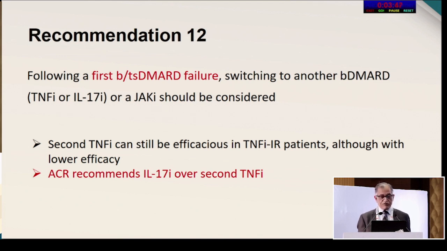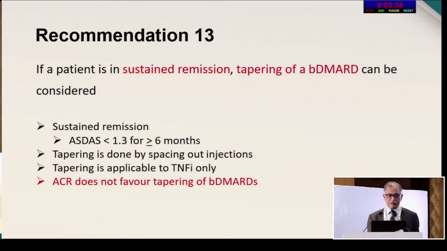Now, the second TNF inhibitor can still be efficacious in TNF inadequate responders, although with lower efficacy. But ACR recommends IL-17 inhibitor over a second TNF inhibitor. So here there is a difference in recommendation. The 13th recommendation is if the patient is in sustained remission, tapering of biological DMARD may be considered. Now, sustained remission is defined as ASDAS less than 1.3 for 6 or more months. Tapering is done by spacing out the injections basically, and tapering is applicable to TNF inhibitors only. ACR does not favor tapering of biological DMARDs at all. So here is a major difference.